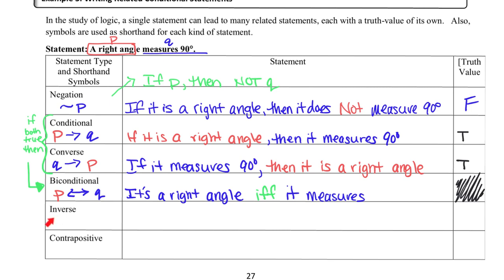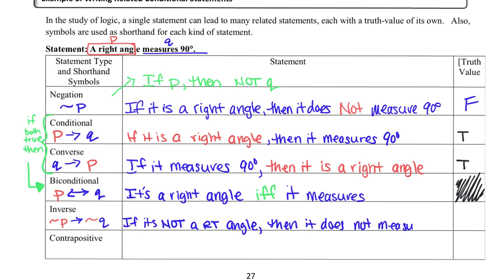So the inverse is when you negate both the hypothesis and the conclusion. So we're going to negate P, and we're also going to negate Q. So this would read, if it's not a right angle, then it does not measure 90 degrees. So if something's not a right angle, then it's not 90 degrees. Your truth statement for that is true.